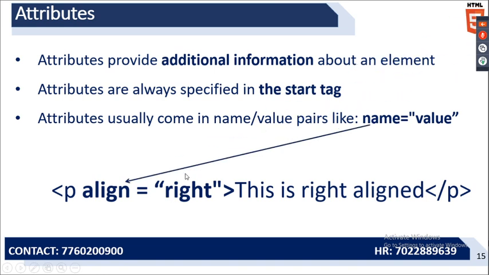Clear? So here, what is the name? Align is my attribute name, and right is my value. So what do you mean by attribute? It provides an extra effect. Clear, guys? Understood about attributes here? Does anyone have any doubts? Yes or no? Understood, guys? Attribute means what I have executed and shown you.